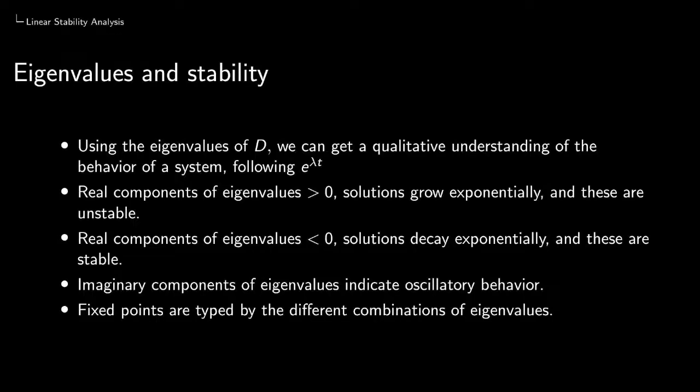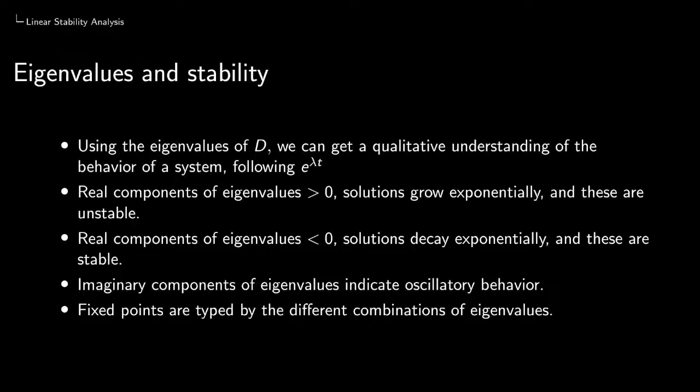In a similar fashion, if you have some negative value, so e to the negative at, if you have a negative real component to the eigenvalue, your solutions are going to decay, right? e to the negative rt or something, and that indicates a very fast and quick decay. And these are called stable.